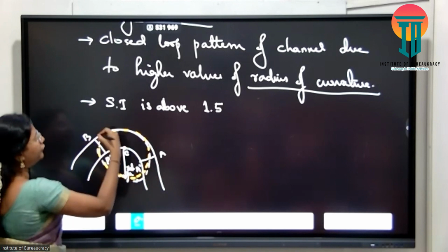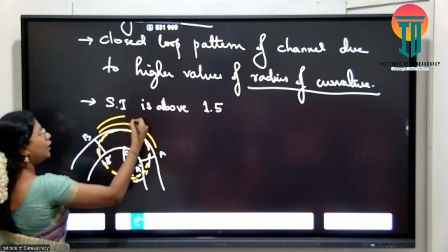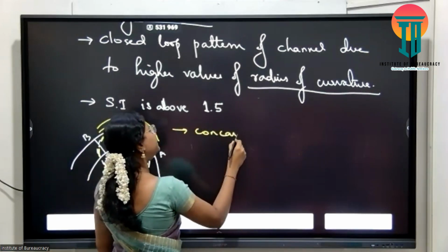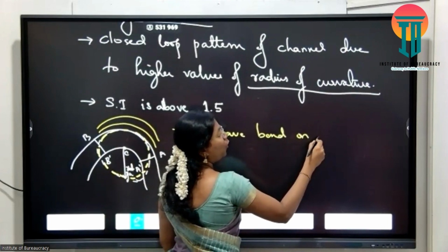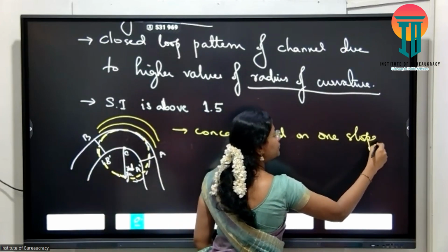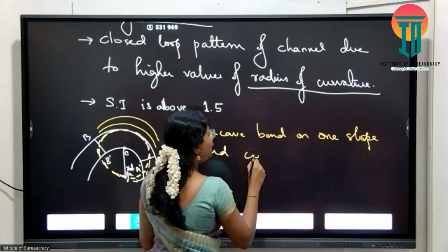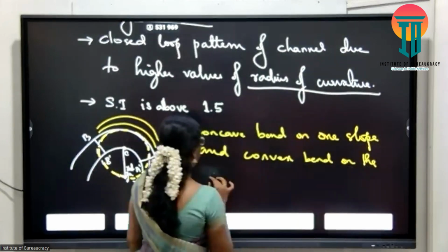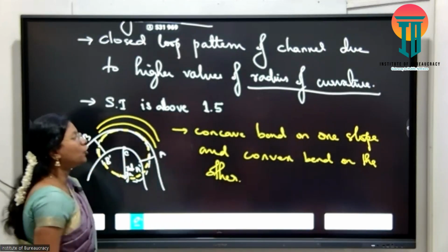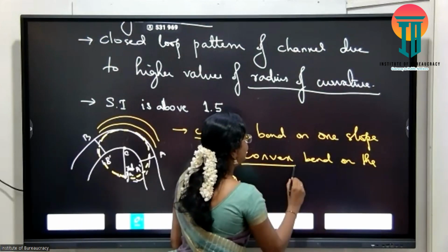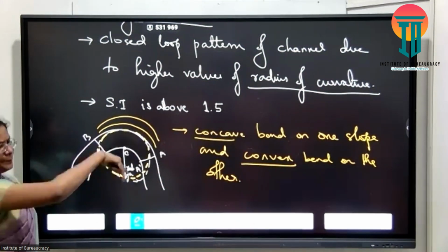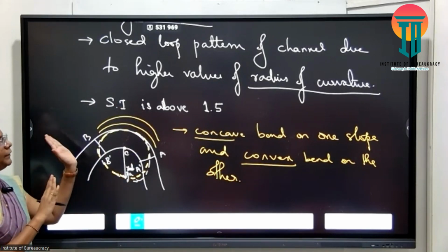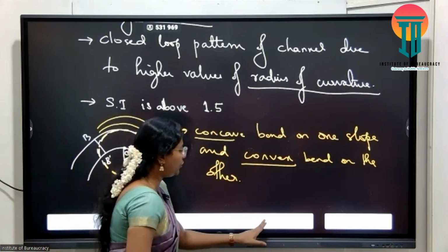And what will they form? They will form a concave bend. Meanders exhibit a concave bend on one slope and convex bend on the other. So concavity of the slope illa convexity of the slope ungu romba relevant. Types of channel, again we will come back and discuss meanders in detail. Okay, appo idu enna? Meandering ingradhu channel type poruthu. Okay, next.